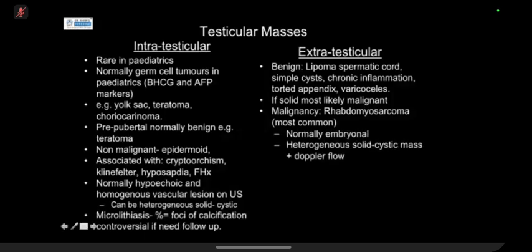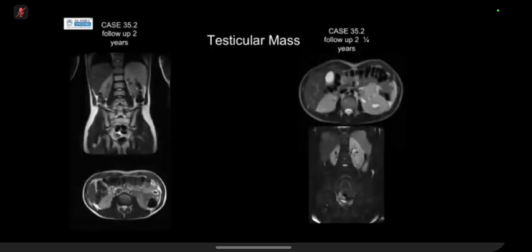Extra-testicular masses, so benign ones such as lipomas of the spermatic cord, simple cysts, or we can see some chronic inflammatory changes. But if they're solid, they're most likely malignant, and the most common malignancy we'll see is a rhabdomyosarcoma, normally the embryonal type, and that shows as a heterogeneous solid cystic mass with increased flow, as we saw in our case.